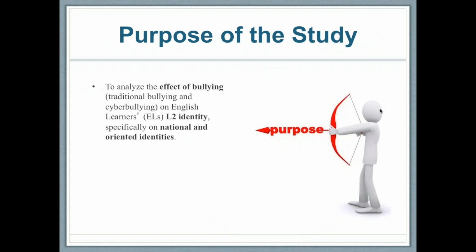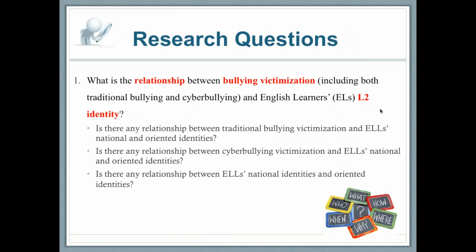So this framework was a proper one to use in this research study. The main purpose was to analyze the effect of bullying victimization, basically traditional bullying and cyberbullying, on English learners' L2 identity, and specifically on national and oriented identities. So I wanted to see how nationalistic or how oriented they were when they were bullied. And even though it's a structural equation modeling analysis, the main research question was, what's the relationship between bullying victimization and L2 identity of English language learners?